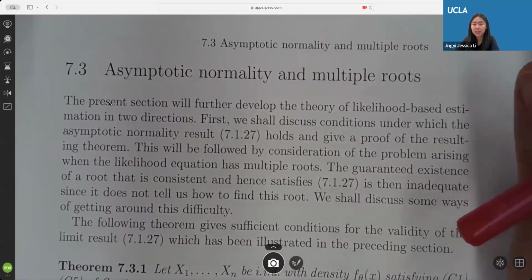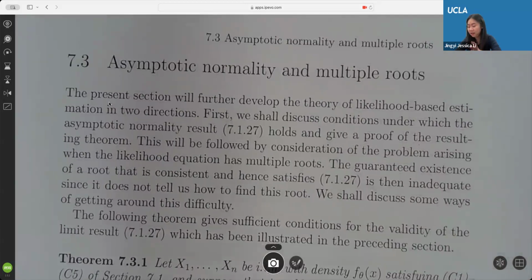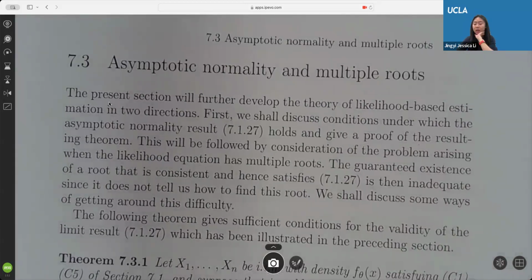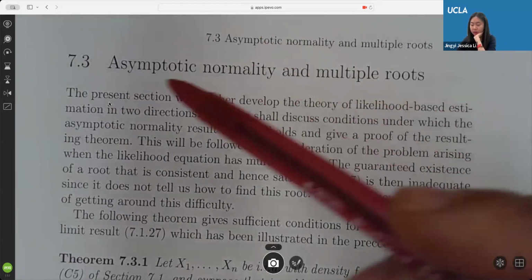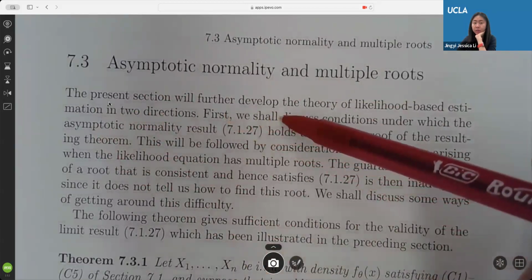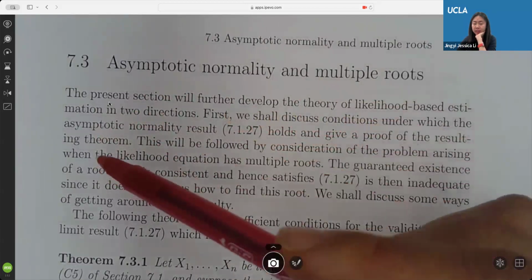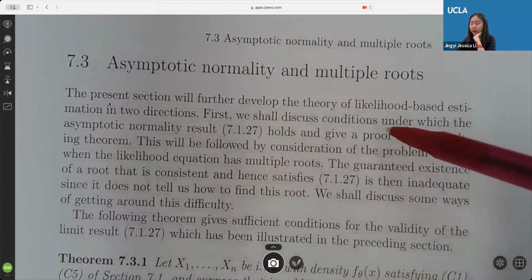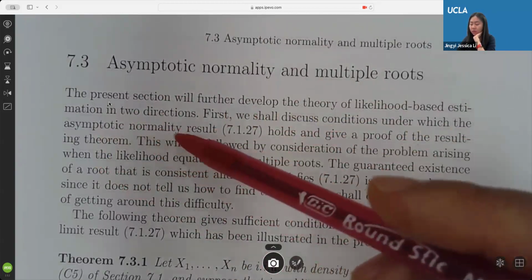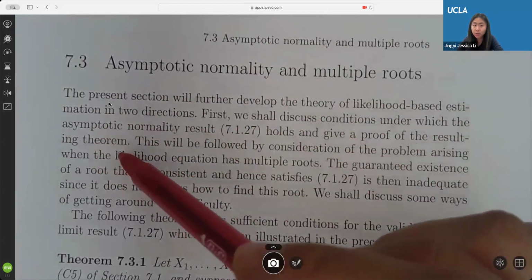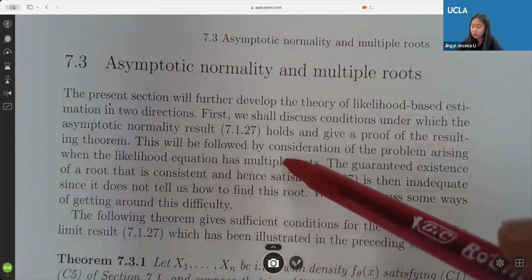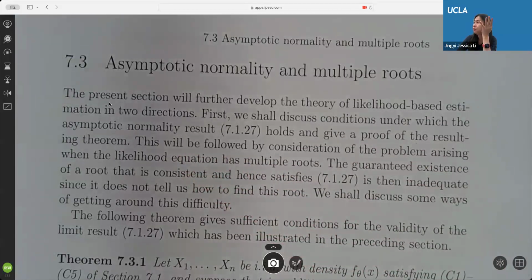Okay, now let's move on to the asymptotic normality theory. Why does this hold? We want to make it more rigorous. The present section will further develop the theory of likelihood-based estimation in 2 directions. First, we shall discuss conditions under which the asymptotic normality result holds and give a proof of the resulting theorem. This will be followed by consideration of the problem arising when the likelihood equation has multiple roots. That is, when you set the first derivative of the log likelihood to 0, you may have multiple solutions.